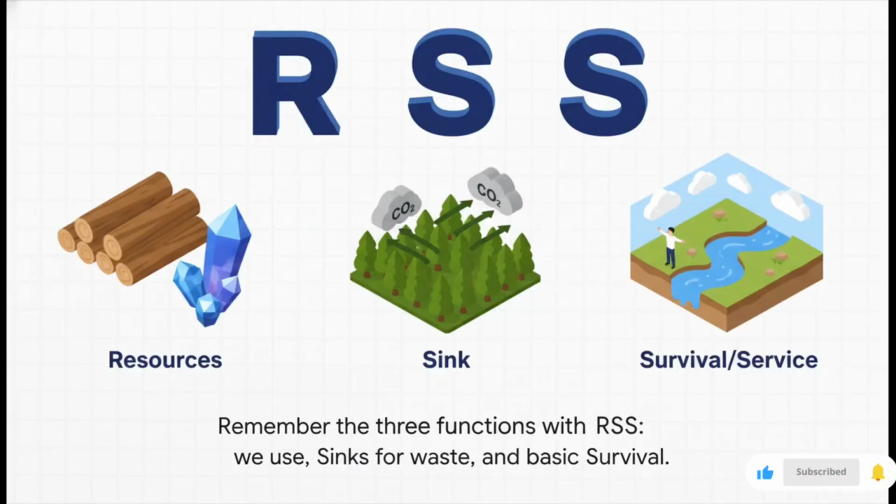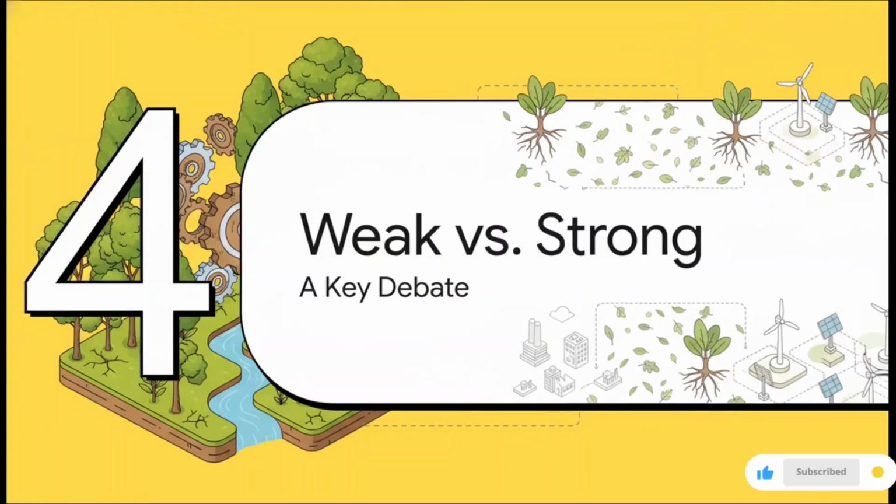And yep, you guessed it, we've got another exam trick for you right here. To remember these 3 critical functions, just think of the acronym RSS. Natural capital provides the resources we use, it acts as a sink for our waste, and it ensures our basic survival. Resources, sinks, survival. Got it? So, this unique, irreplaceable role of natural capital leads directly to a major debate within the approach.